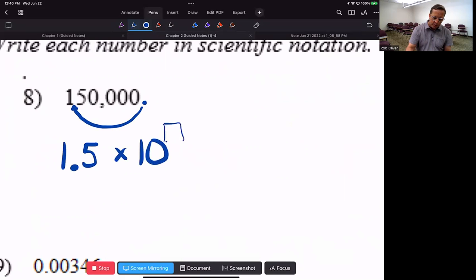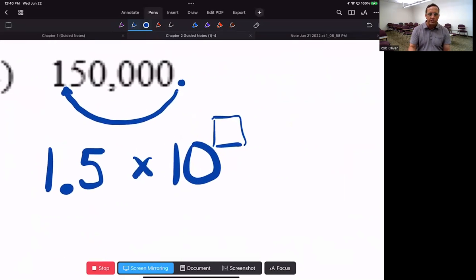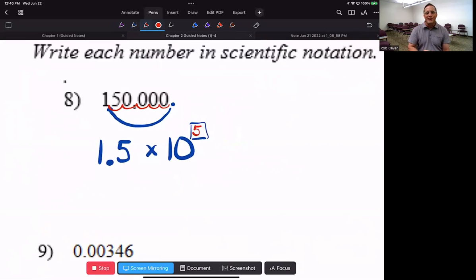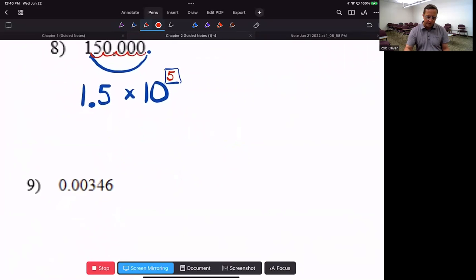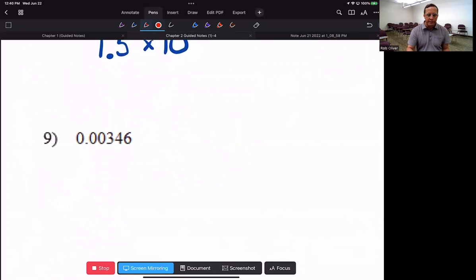Now let's figure out what the power is. So how far did the decimal have to move? Well, it moved how many places? 1, 2, 3, 4, 5. So it moved 5 places. So there you go. So 1.5 times 10 to the 5th. And that's in scientific notation.